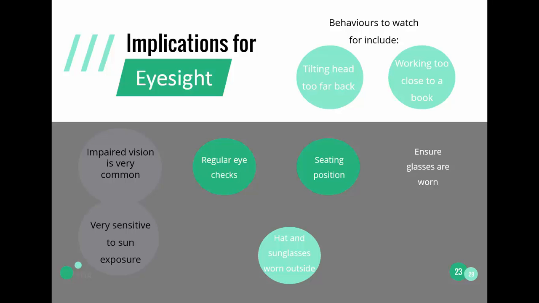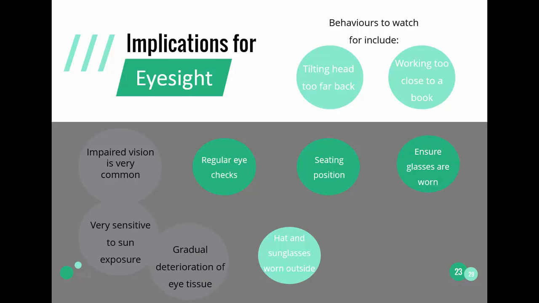Impaired vision is very common, and these students can be very sensitive to sun exposure. Regular eye checks are needed. Now, sitting positions. As I said in a previous lecture, quite often the teachers or directors of childcare centres are very, very busy, running around doing hundreds of things. So don't be afraid to say, okay, let's go sit up the front, or let's move up the front while the teacher's delivering something on the board, or if it's an assembly or an activity. Ensure glasses are worn, and hats and sunglasses outside.